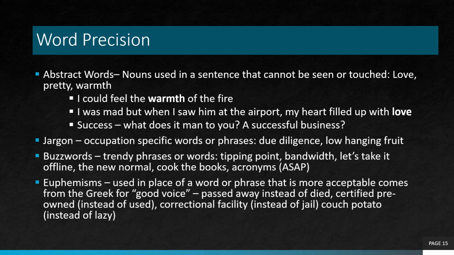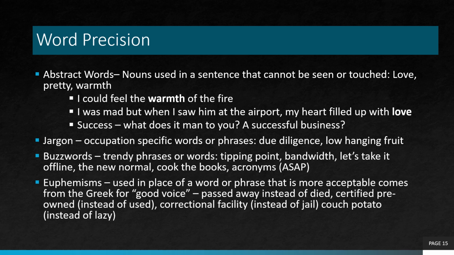And then we have abstract words, and these are nouns used in a sentence that cannot be seen or touched, such as love, pretty, and warmth. And I have a few examples there. Jargon is usually occupation-specific words or phrases, like due diligence, the low-hanging fruit. And you'll hear people in specific industries using these words that really are just in their industry. And then we have buzzwords, right? These are trendy phrases or words. We've reached the tipping point. We don't have enough bandwidth to finish this project. Let's take this meeting offline, right? And the new normal and acronyms are buzzwords.